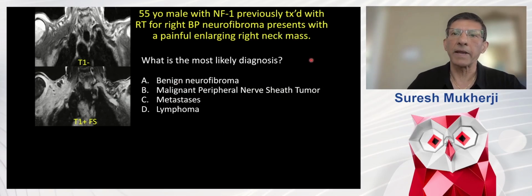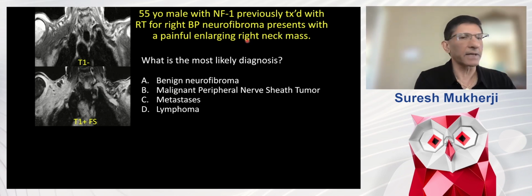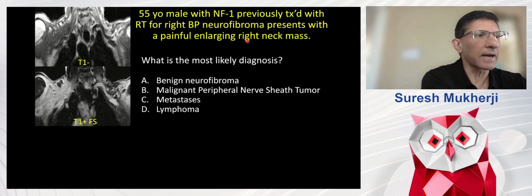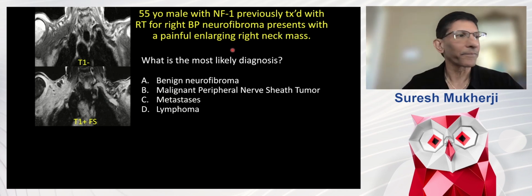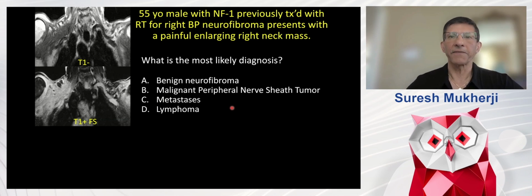Well, this is a 55-year-old male with NF1 previously treated for a right brachial plexus neurofibroma, now presents with an enlarging neck mass. What's the most likely diagnosis? Perfect. And I think people got this one correct.